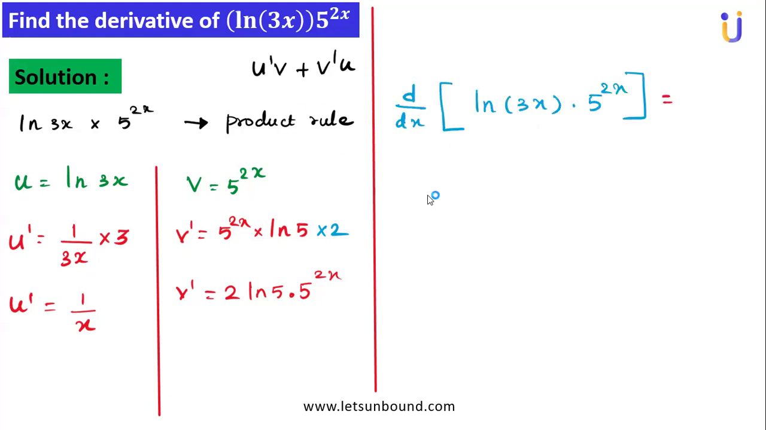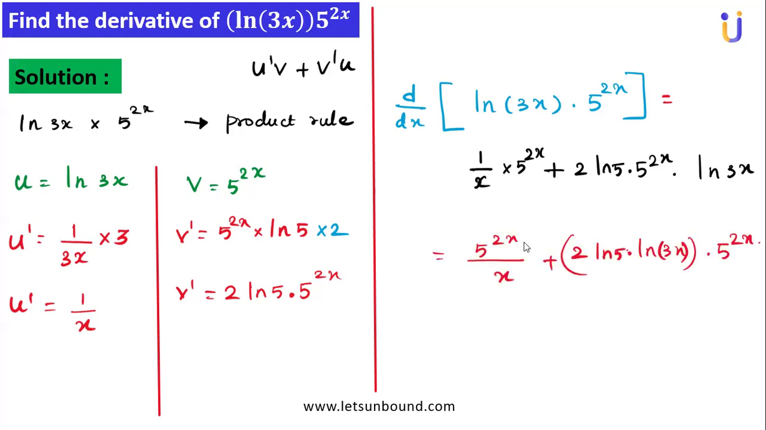Simplify it. Applying all those, u dash v: u dash is 1 over x times v is 5 power 2x, plus v dash is 2 ln 5 times 5 power 2x. When you're writing these things, make sure you're giving the appropriate symbol for multiply, just a dot or even a multiply sign, so that you won't confuse your work. Times ln 3x. That's it. And simplify this: 5 power 2x by x, plus 2 ln 5 ln 3x into 5 power 2x.